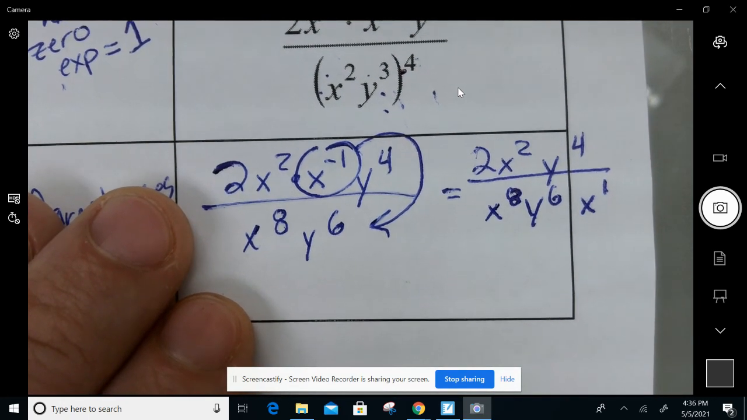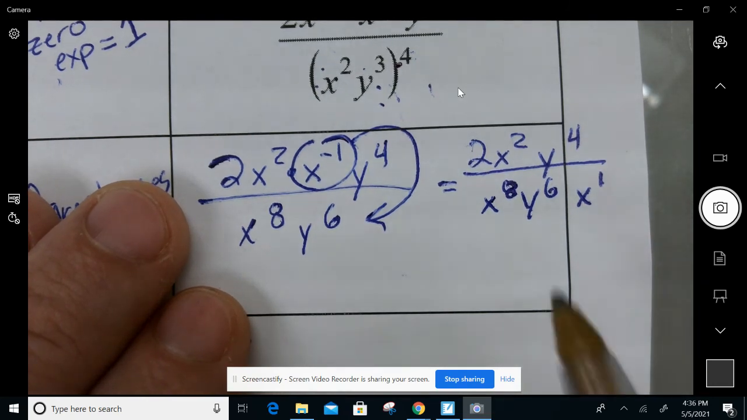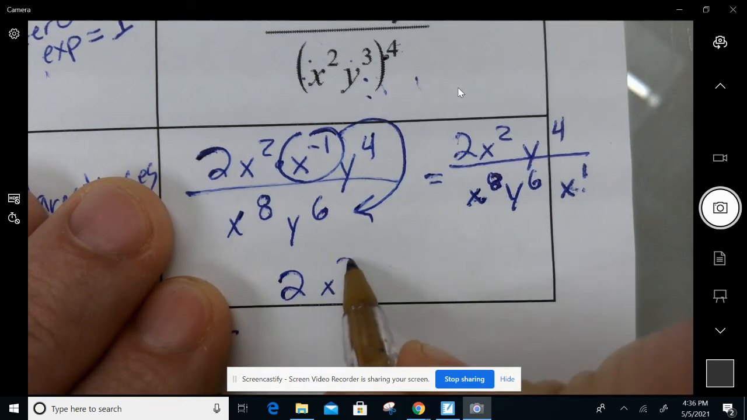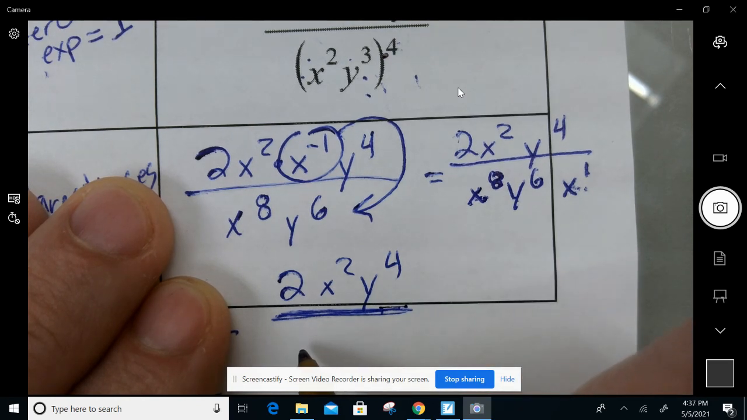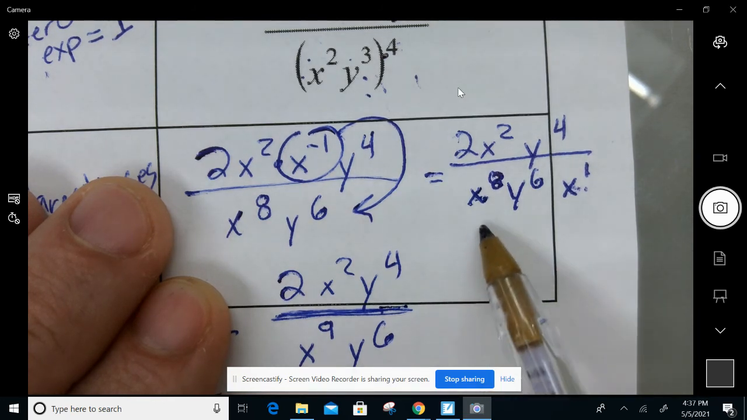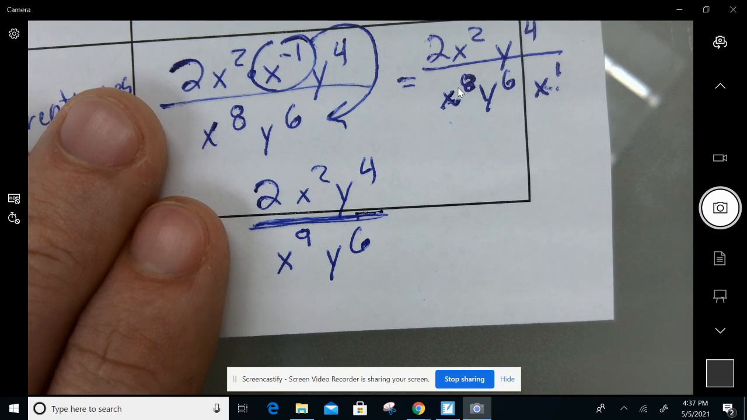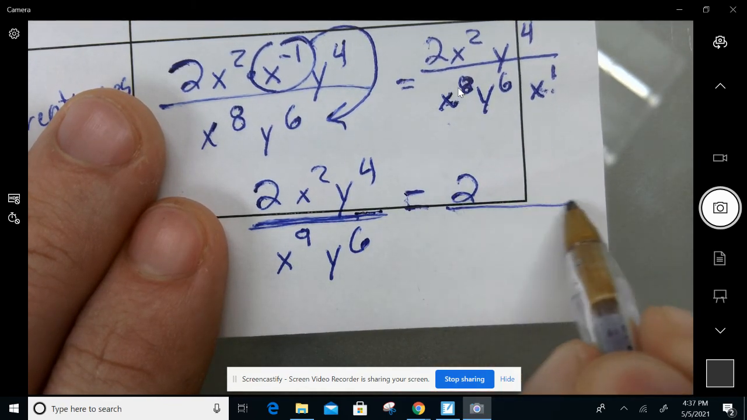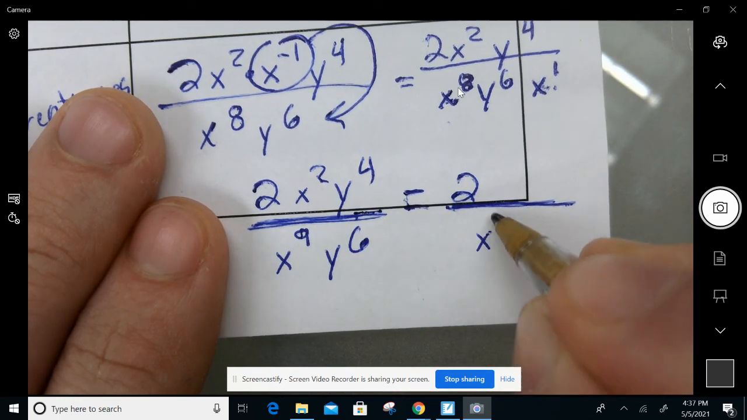We dealt with parentheses, dealt with negative exponents. Now we do multiplication, which would just be combining these two. So we got 2x squared, y to the 4th, on the top still, x to the 9th, y to the 6th. 8 plus 1 is 9. All right. Finally, we do some canceling. All right, 2 is going to stay on top, so dividing, basically. 9 minus 2 is 7, x to the 7th on the bottom.